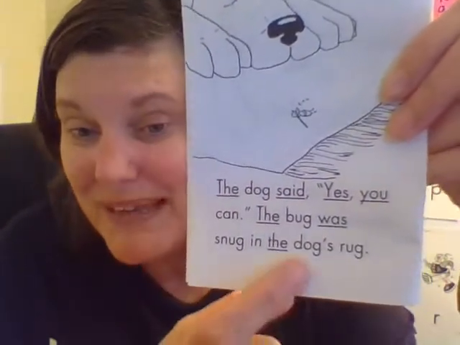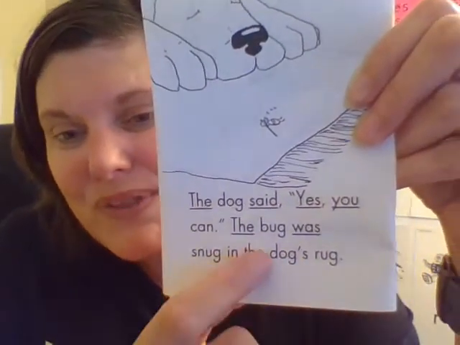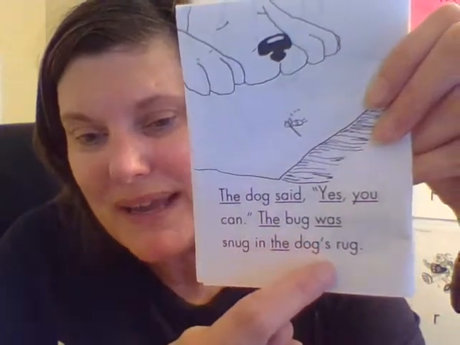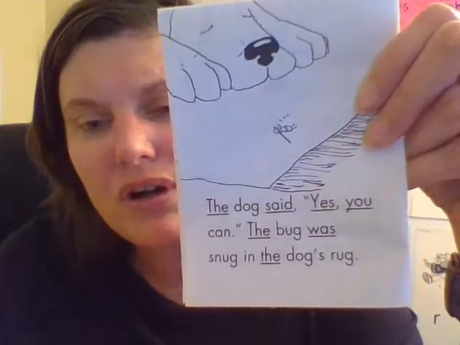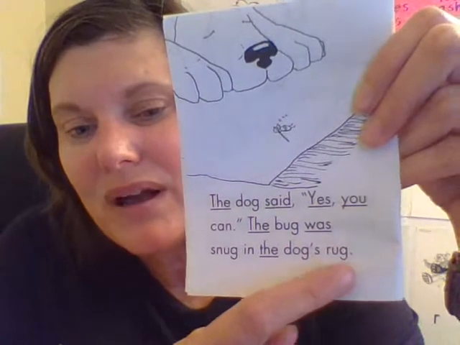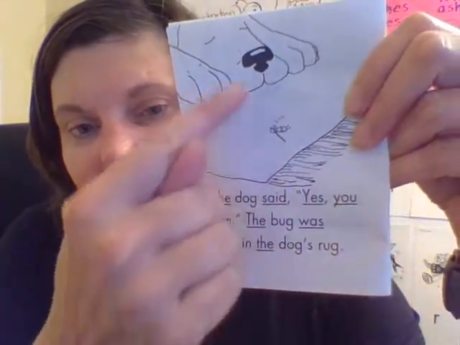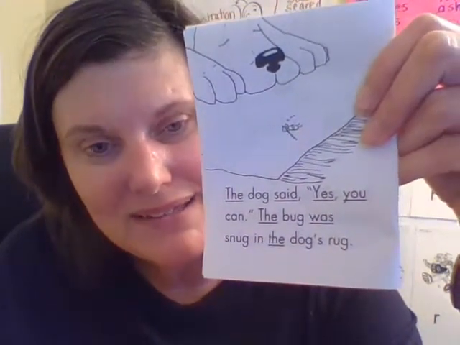I want to point something else out again. Do you see the dog's rug? So this S is here. It's only one dog. This is showing us ownership. What belongs to the dog in this sentence? Yes, the rug, because it says the dog's rug. So the rug belongs to the dog, and that's why we have the apostrophe S.